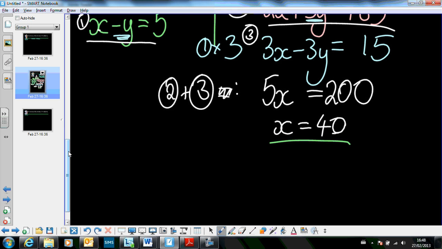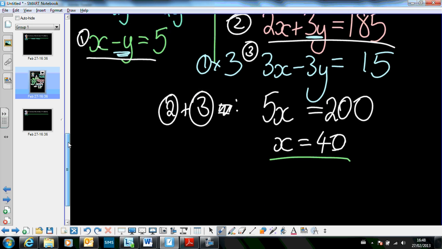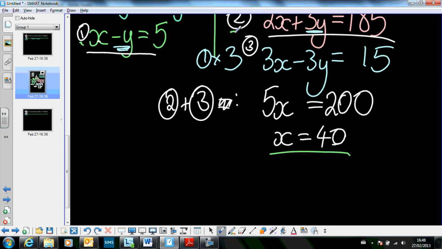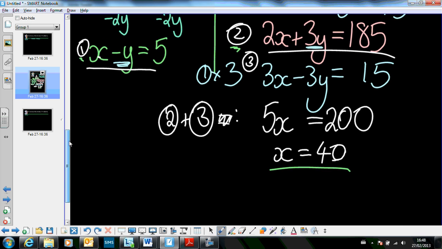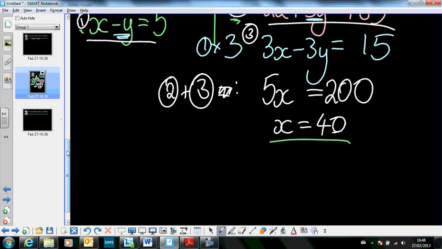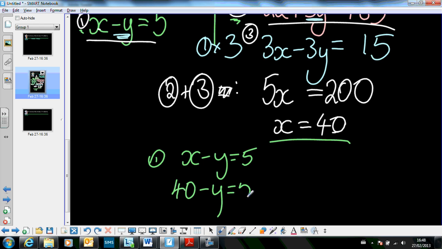I need to work out what y is. I can pick either of these two equations, equation 1 or equation 2. I'm not going to use equation 2, though. I'm going to use equation 1 because it's a much nicer equation. x minus y is 5. That's equation 1. If I stick 40 into that, I get 40 minus y is 5. It should be fairly obvious that y is 35.